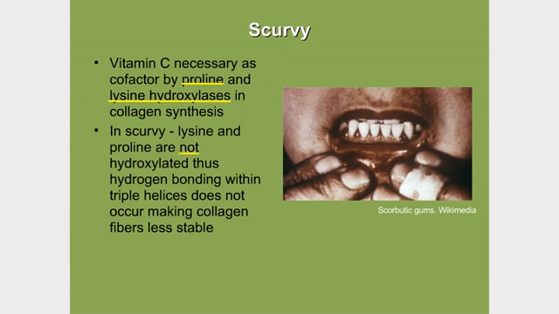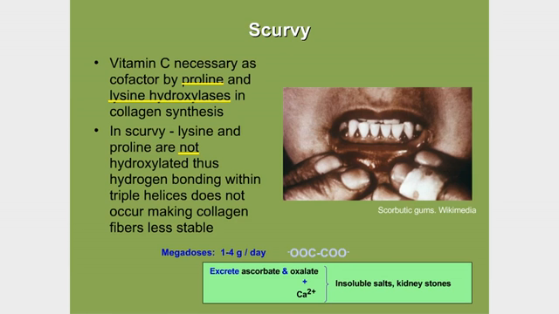Therefore, lysyl hydroxylase will not work. Hydroxylysine will not be made, and then the enzyme lysyl oxidase, which requires copper, will not work, and therefore no cross-linking, therefore hyperelastic skin, and therefore you also end up with the bleeding gums.